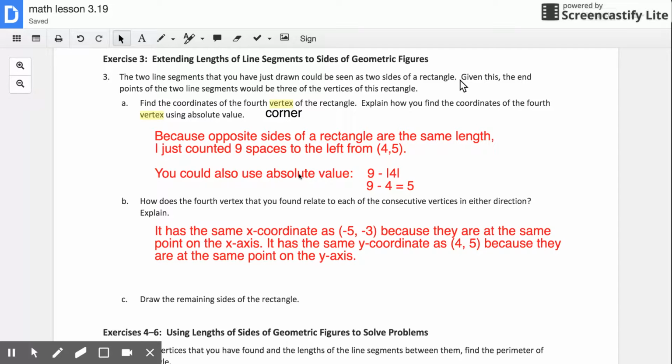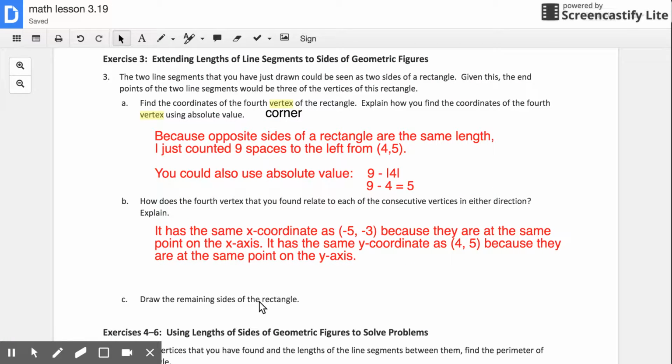Okay, I've got my explanation. It's what I just said. Has the same x coordinate as this one. The x is in the same place, -5, because they're at the same point on the x-axis. They're the same distance across going left to right because they're part of a rectangle. It has the same y coordinate, the second number, 5, as this ordered pair or as this location for 5 because both of them are at the same point on the y-axis, the up and down part. They're in the same line.